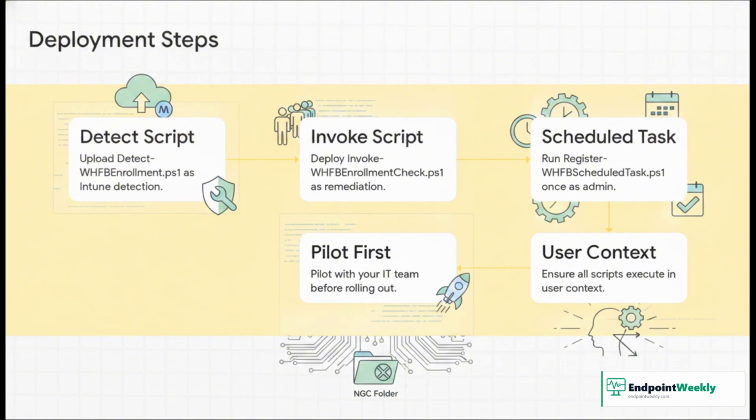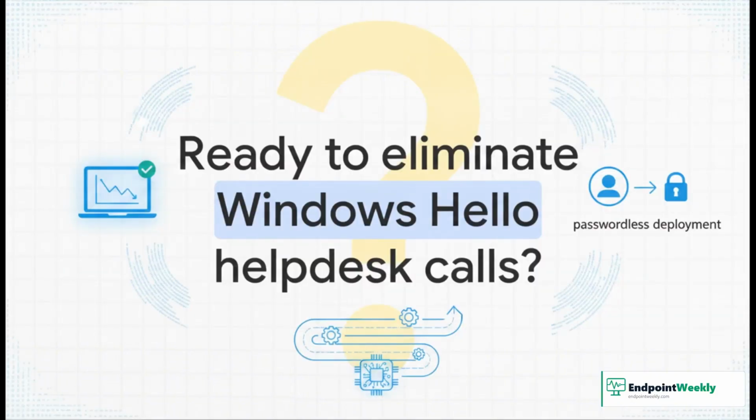In fact, the guide has a fantastic pro tip for testing. You don't even need a freshly enrolled machine. You can test this on your current device right now by manually deleting the NGC folder in your local app data. That resets your NgcSet flag to NO, allowing you to watch the entire detection and remediation flow spring into action right on your own screen. It's super cool.